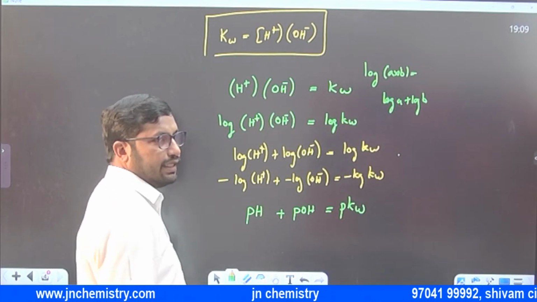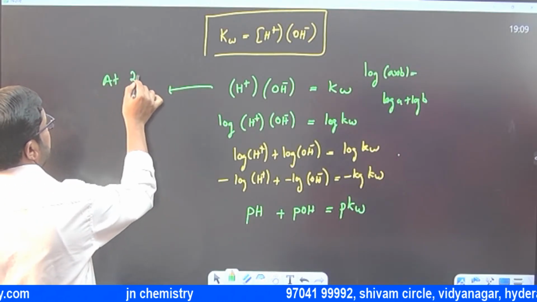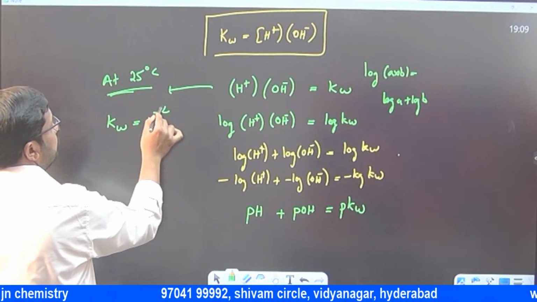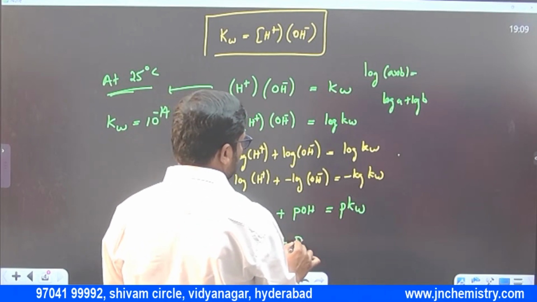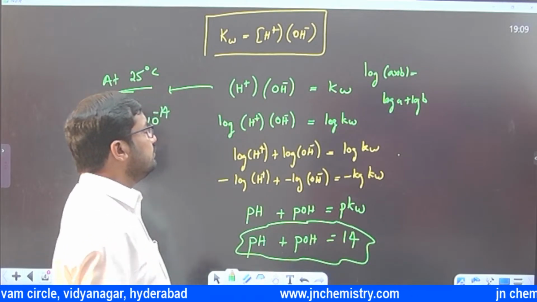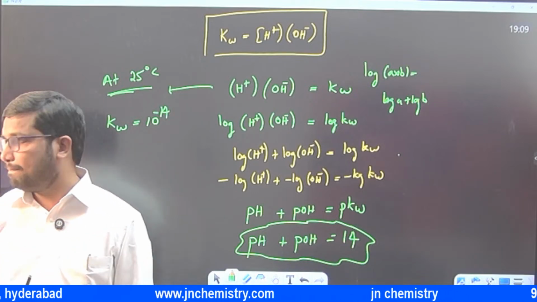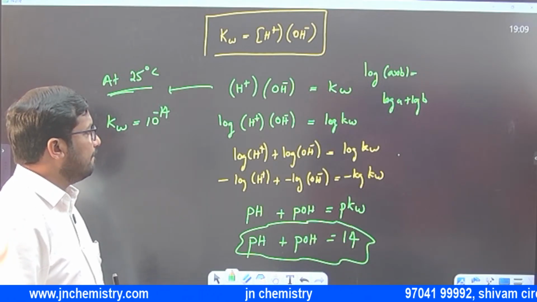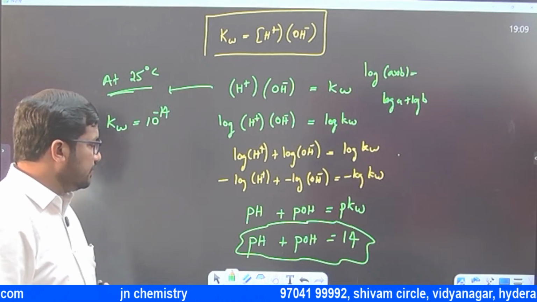So at 25 degrees centigrade, Kw is nothing but 10 to the power of minus 14. So here pH plus pOH is equal to 14. So these formulas are very, very important. pH plus pOH is equal to 14. Done?